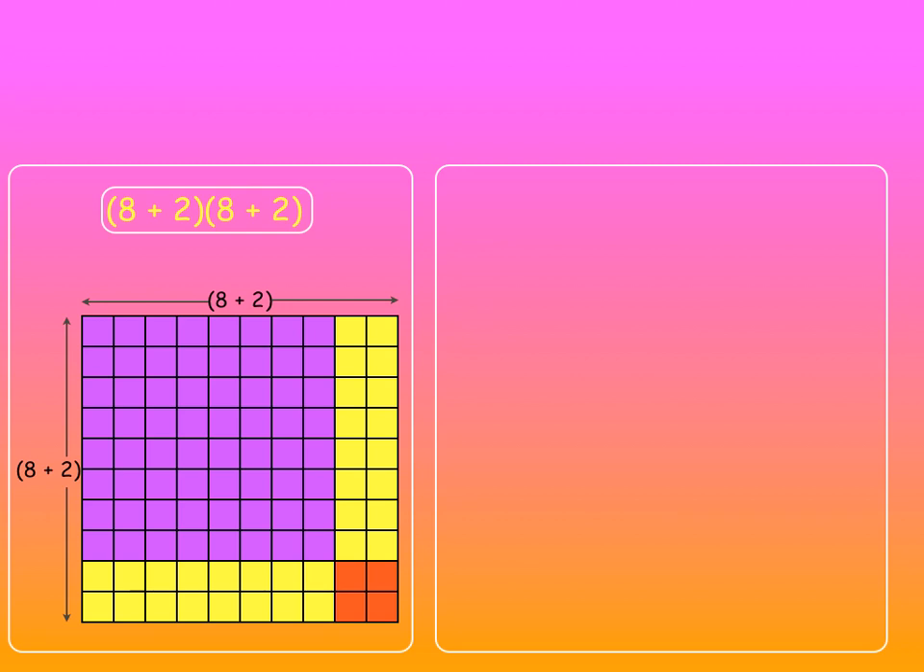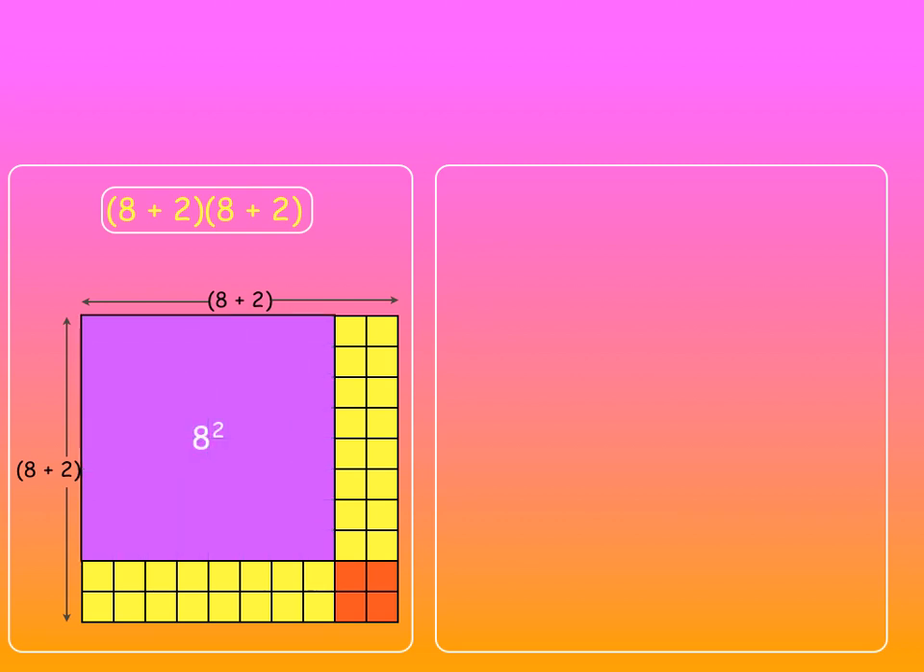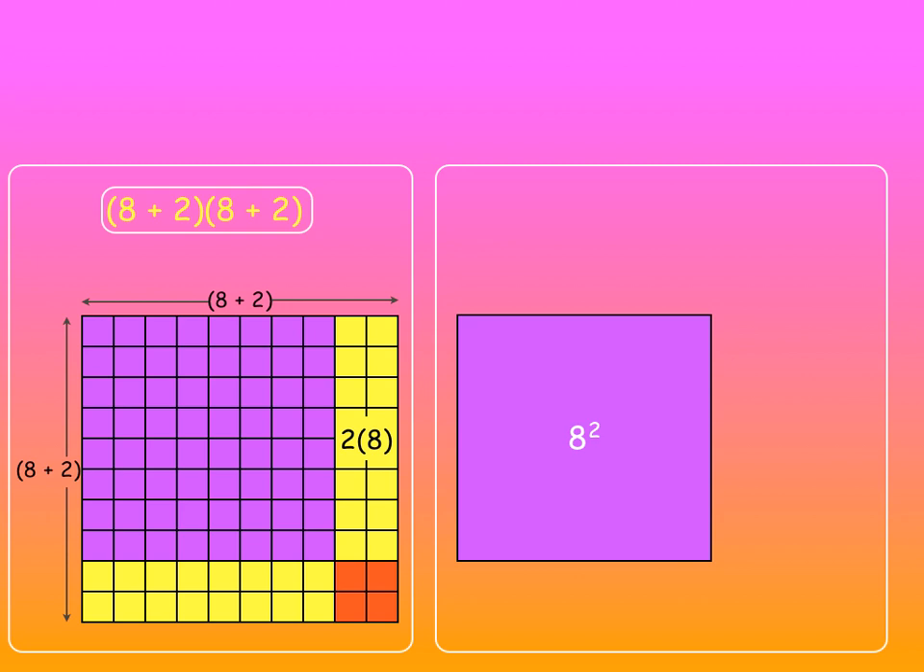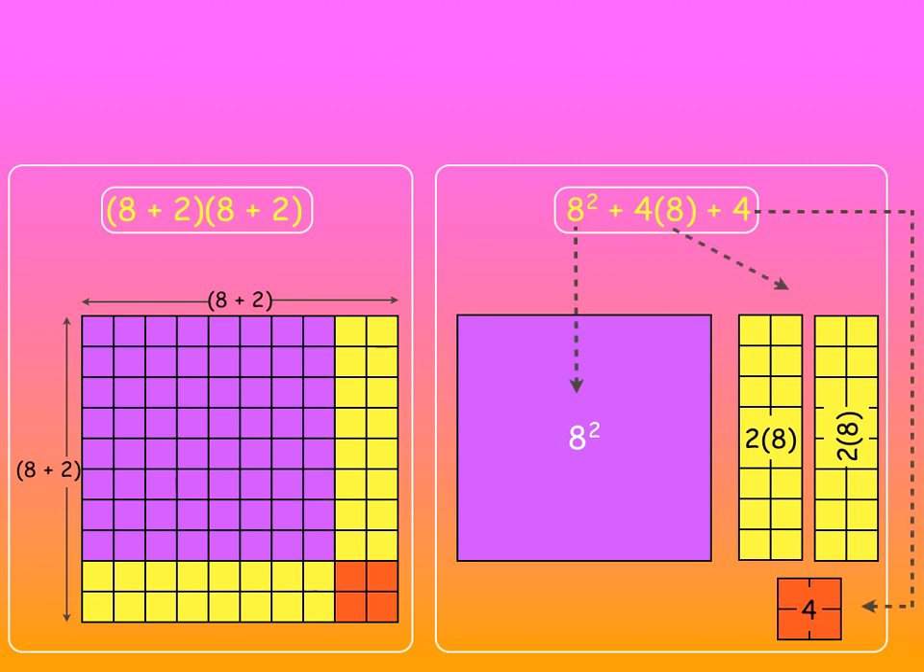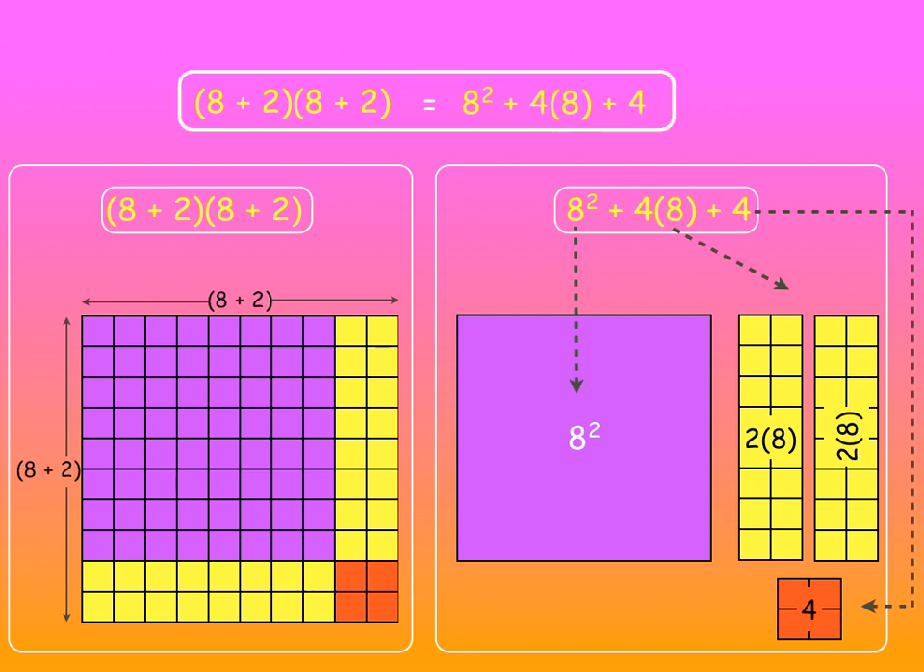We can look at it again a different way. There's 8 squared. There's 2 times 8. 2 times 8 again, and 4. So if we look at all the parts, we've got 8 squared, 4 times 8, and 4. We add them all together. And first we can multiply 8 plus 2 times 8 plus 2 equals, or is the same as, 8 squared plus 4 times 8 plus 4. We can see that this is true.